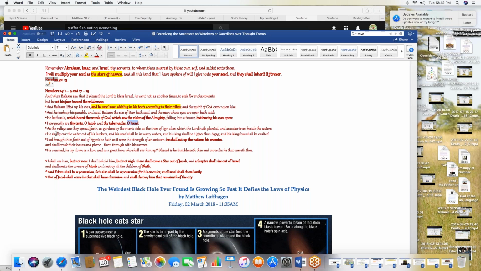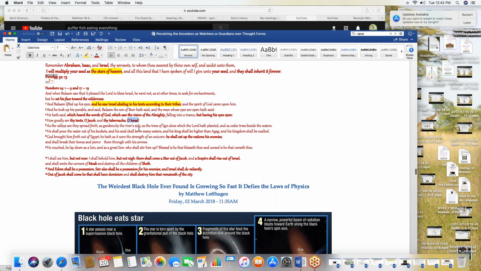As the valleys are they spread forth, as the garden by the river's side, as the trees of lign aloes which the Lord hath planted, and as cedar trees beside the waters. He shall pour the water out of his buckets, and his seed shall be in many waters. Listen, see, we got to know about cosmic science and alchemy.